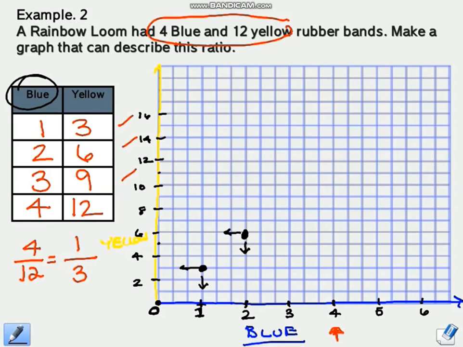On the next one, 3, 9. So I'm going to find 3, and then I'm going to go up to 9. The 9 is in between 8 and 10. And at this point, you should notice, looks like our points are very much linear. They are making a line. So this is definitely the right thing. And then lastly, let's do 4 and 12. So 4 right here. And then I'm going to follow this up until I get to something that equals 12. There you go.